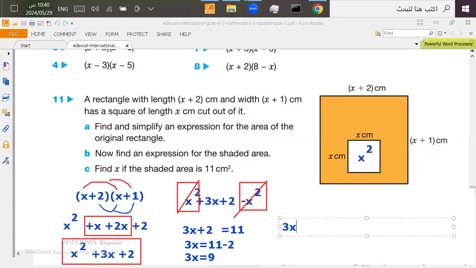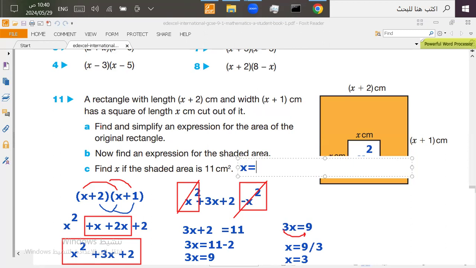So 3x equals 9. When you divide by 3, you can do it on both sides, or take the 3 by dividing, same step. So here I'm going to take the 3 by dividing. So x will equal 9 divided by 3. So x will equal 3. So at the end, I found x, which is equal to 3, by using the expressions that I made. And this is how you answer a question like this. Now let's move on to the next question.